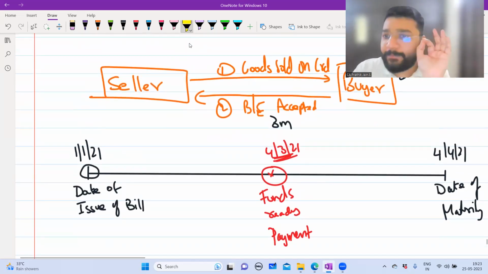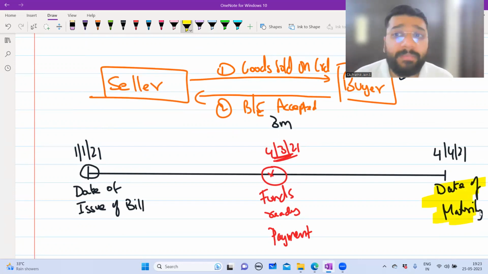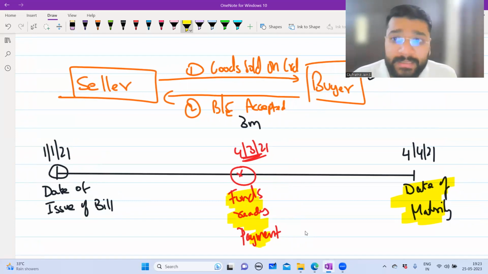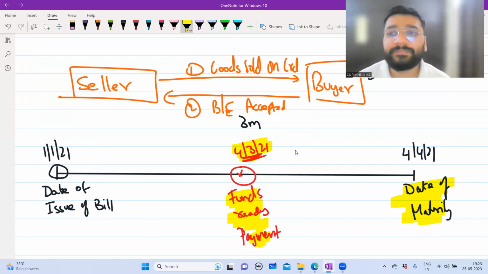So technically, as per the bill of exchange contract, if the buyer makes the payment on the maturity date, 4th of April, the seller cannot say anything. But here, the buyer, by God's grace, was able to arrange the funds well in advance. Now, just because the buyer is having the money in advance, is there any compulsion for the buyer to pay this money now to the seller? Is there any compulsion that the buyer has to pay on 4/3 itself?